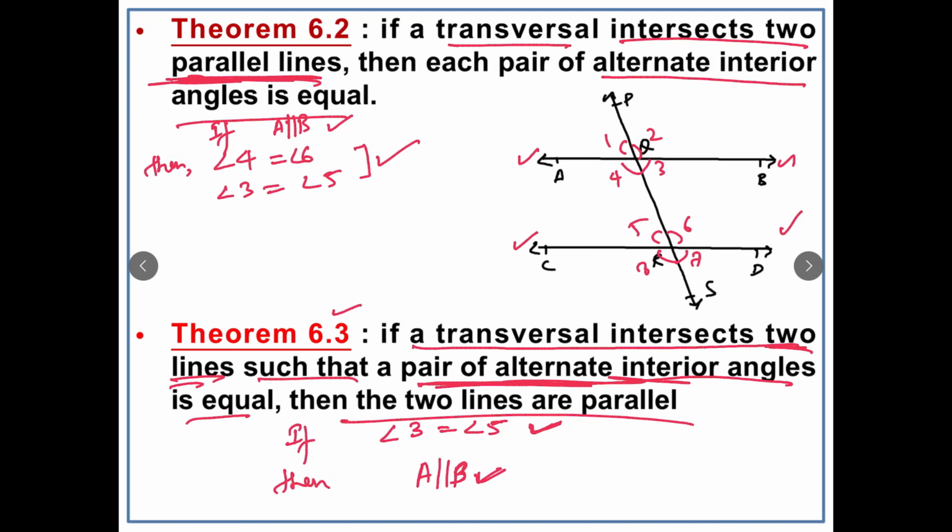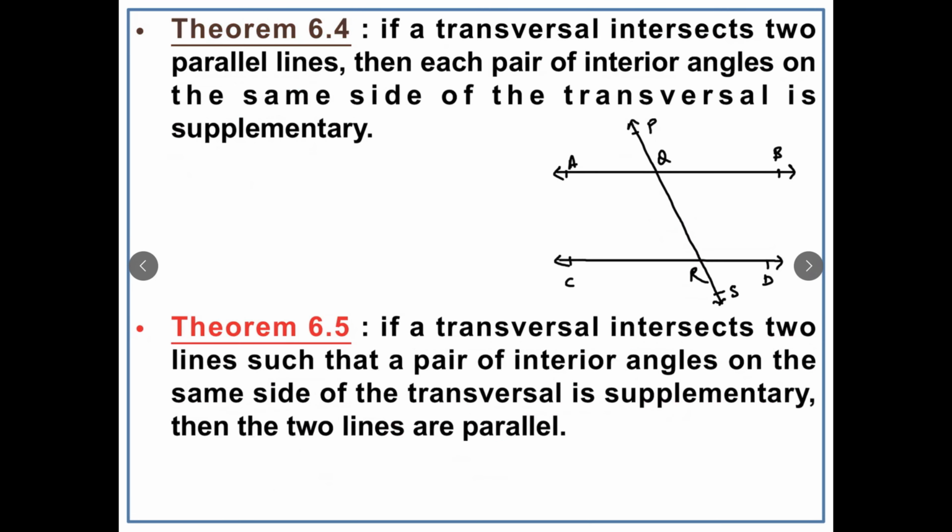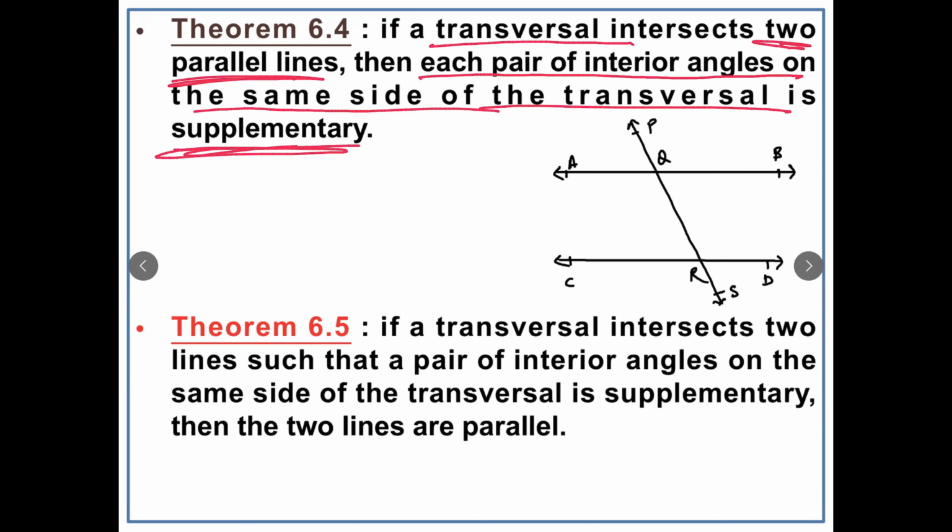That's what these two theorems say. Moving ahead to the next one, we have theorem 6.4. It says, if a transversal intersects two parallel lines, then each pair of interior angles on the same side of the transversal is supplementary. Supplementary means their sum has to be equal to 180 degrees.